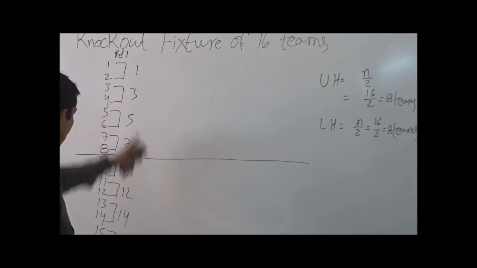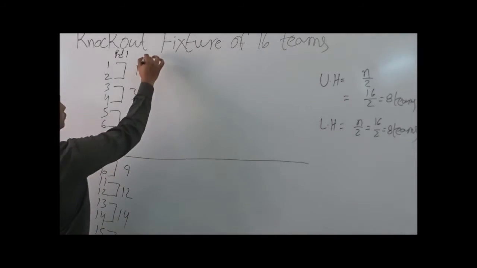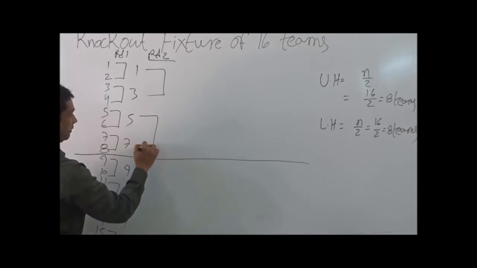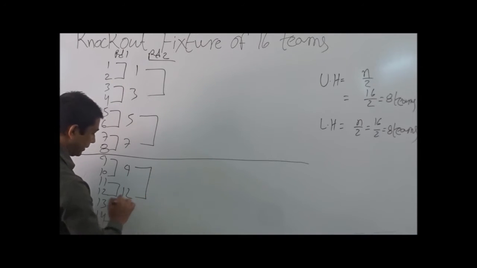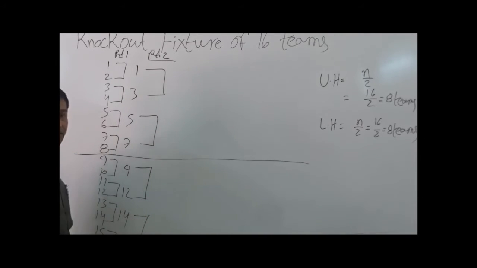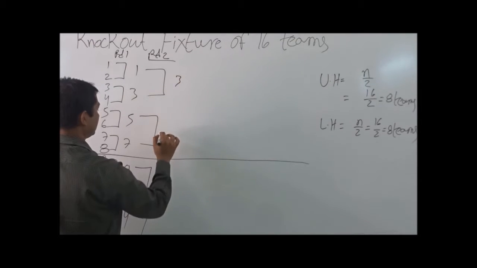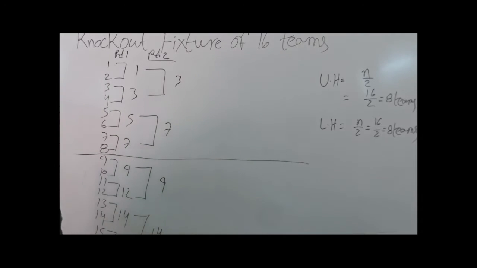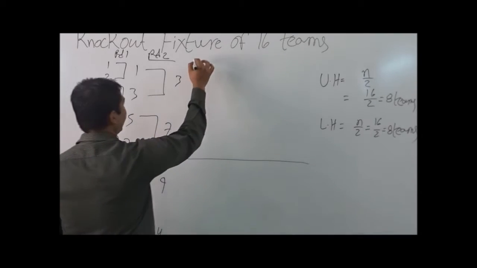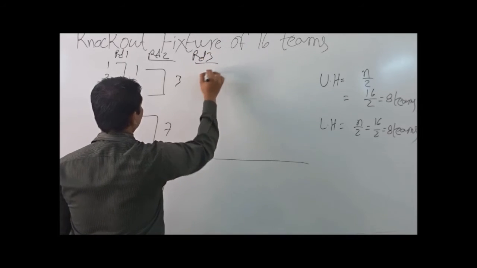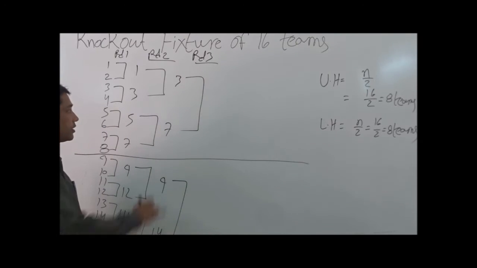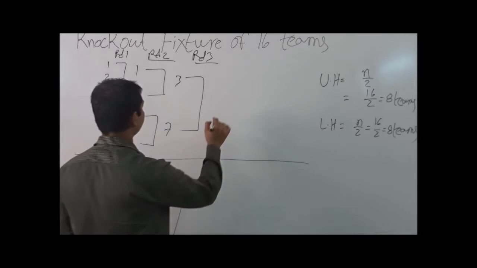Likewise, next, round 2. 1 will be playing with 3, 5 will be playing with 7, 9 will be playing with 12, 14 will be playing with 16. Next, find out winner. Next to round number 3. 3 will be playing with 7, 9 will be playing with 14. Again, find out winner.